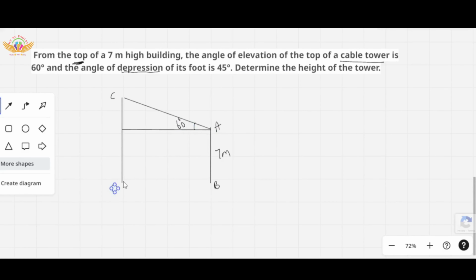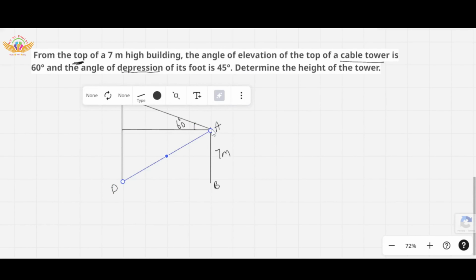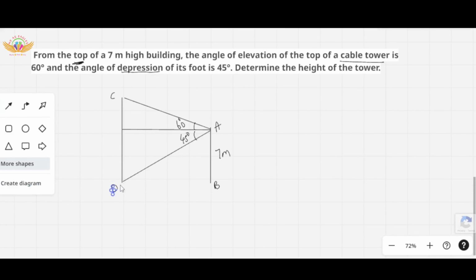So I'm drawing a line here. Okay, done. So from the top of the building to the foot of the tower, the angle of, sorry, depression. This is the angle of depression. It is 45 degrees. Done. So let us join the base, the ground. Yeah. So this is the figure. Let me mention this as E.